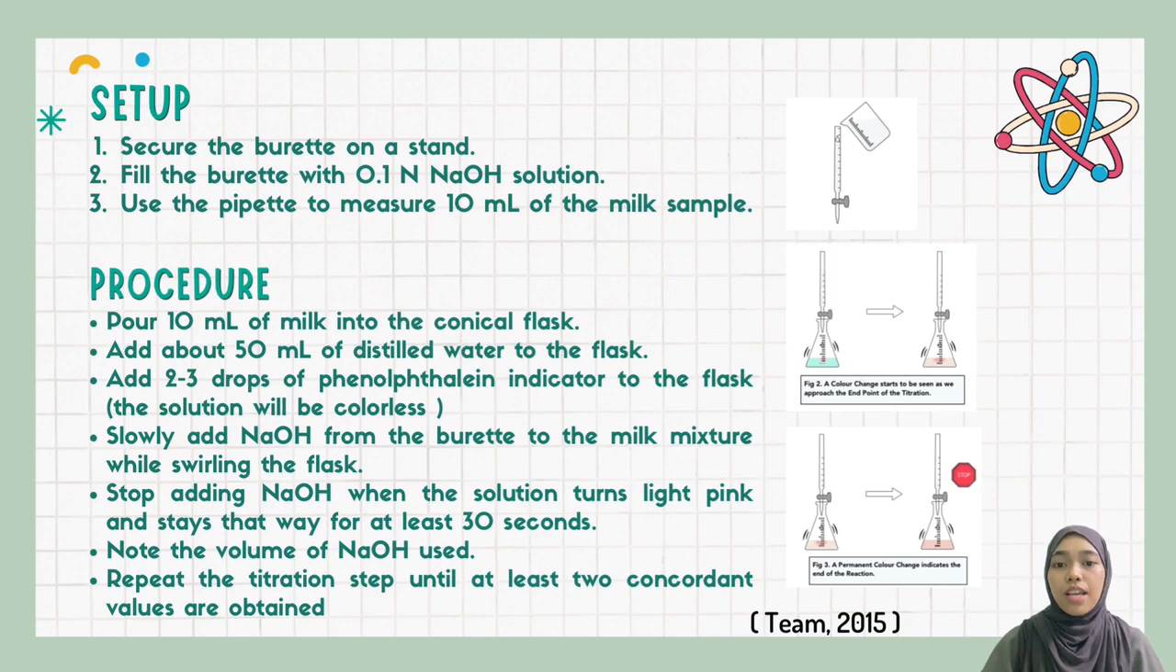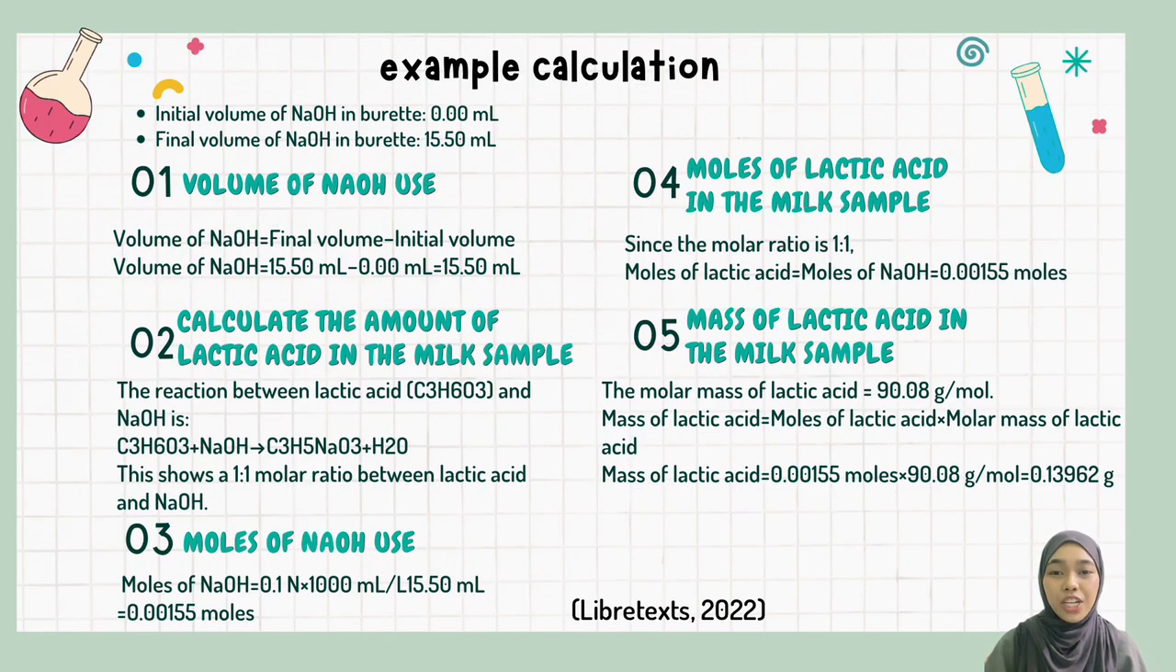Repeat the titration process until you obtain at least 2 consistent readings, ensuring accurate determination of the lactic acid concentration in the milk sample. And this is the example of calculation. To calculate the lactic acid content in milk through titration with sodium hydroxide, we start with an initial sodium hydroxide volume of 0.00 ml in the burette, which after titration, reaches 15.50 ml.